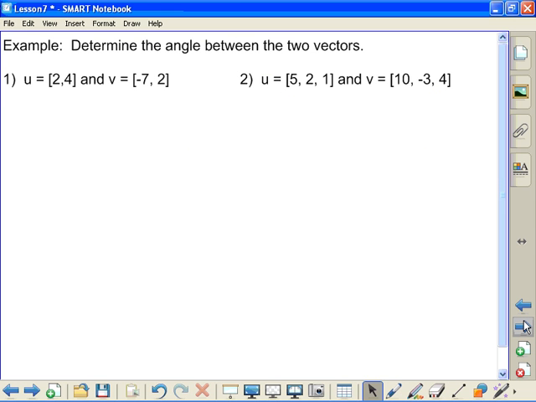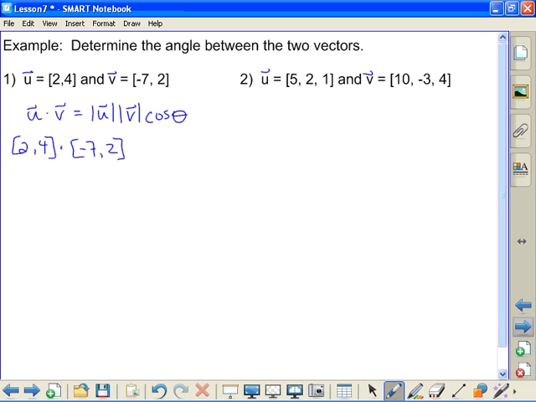So to determine the angle between the vectors. In order to find the angle between the vectors, we need to use u dot v equals magnitude of u, magnitude of v, cos theta. We have to use the cos theta because that's the only thing that has an angle associated with it. So we need to do the u dot v. Now, on the left side, the u dot v, we're going to have to actually do what we just did in the previous example and solve that.